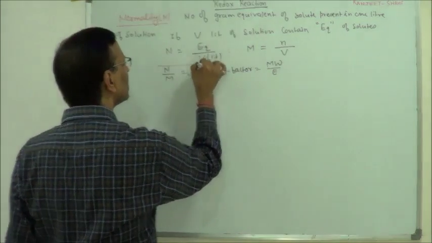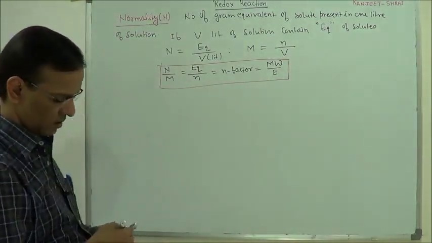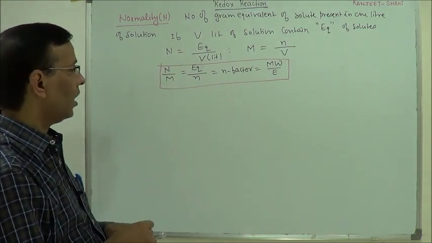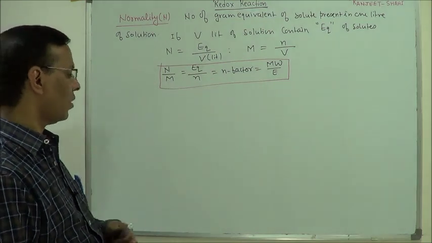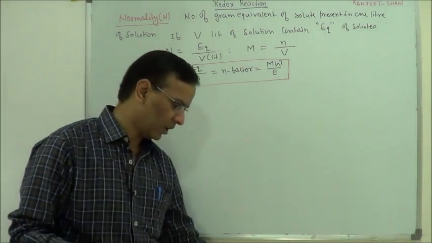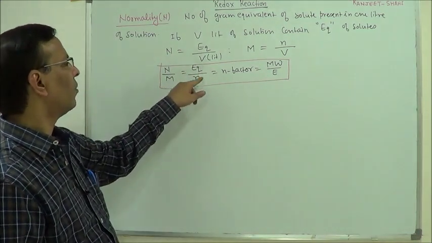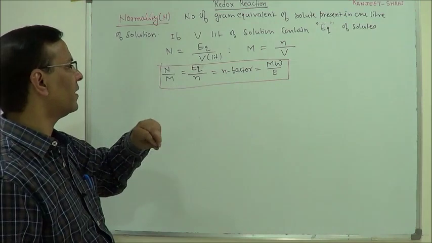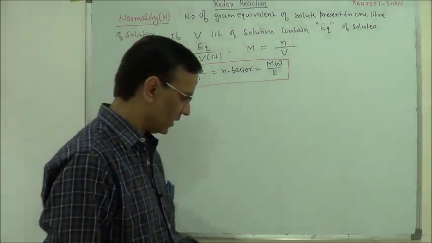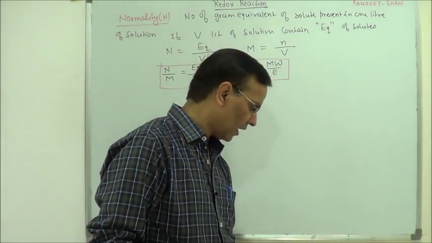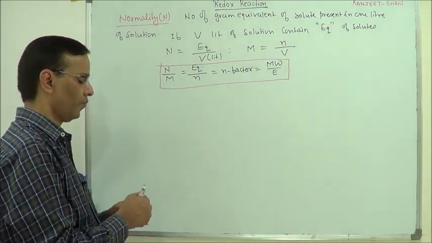So knowing this relation, a lot can be done in redox reaction. If molarity is known, normality can be known. If normality is known, molarity can be known. Similarly, the number of moles and the number of equivalents can be related. So let us apply this to see in some examples how they work, how they are used.